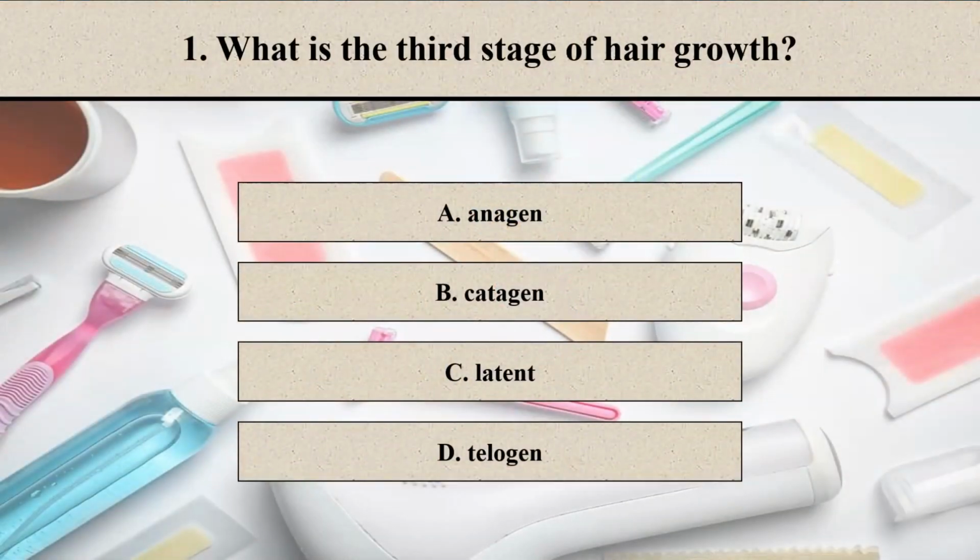What is the third stage of hair growth? Is it anagen, catagen, latent, telogen? If you chose D, telogen, you are correct.